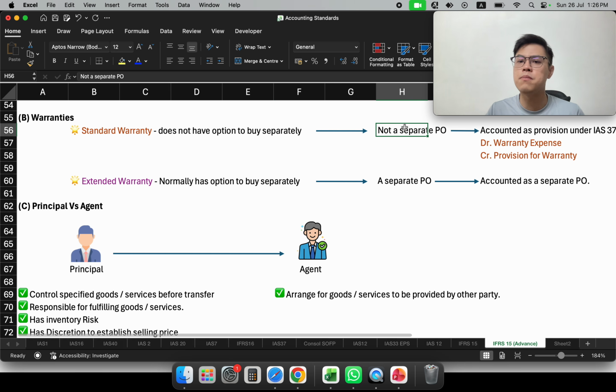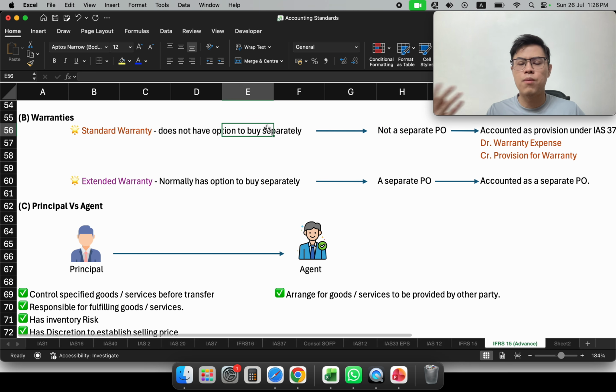A separate performance obligation means what? From one item, you are able to separate it out and sell it to the customer, like for example, this casing and the iPhone. So we are able to sell it too. But this upon-specification warranty or standard warranty is very difficult, and we don't sell it separately.